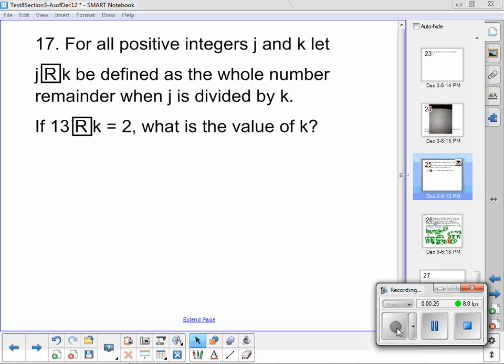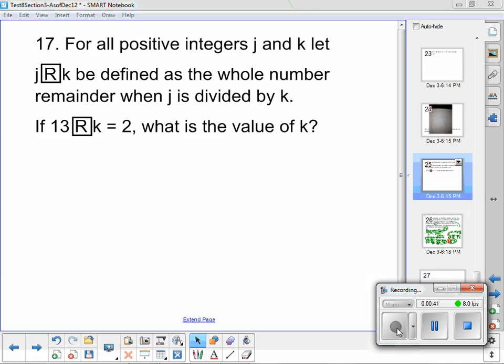Okay, so let's read the question. For all positive integers j and k, let j symbol r k be defined as the whole number remainder when j is divided by k. If 13 symbol r k equals 2, what is the value of k?